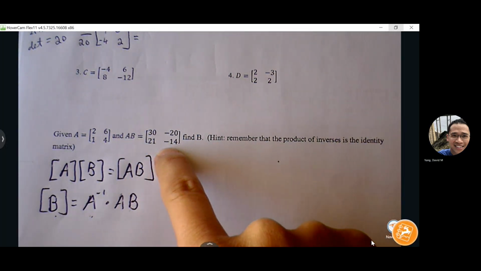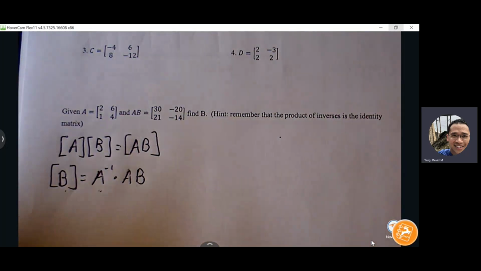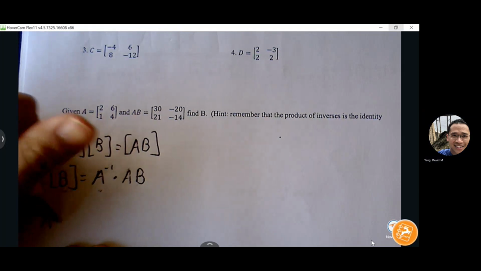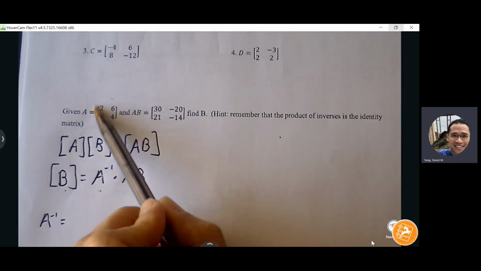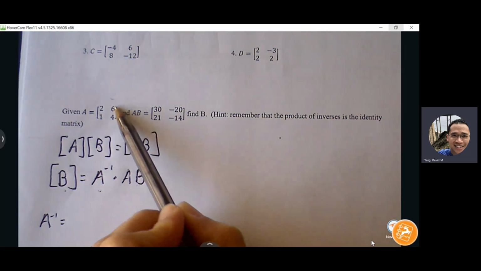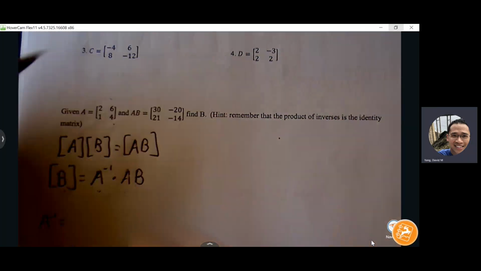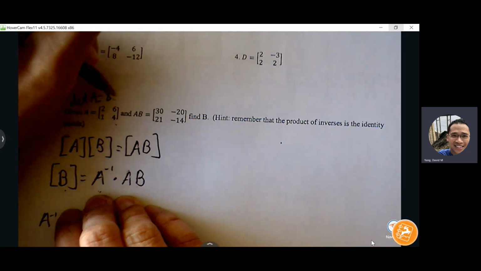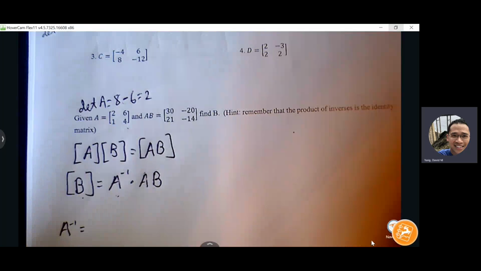Okay. So let's find the inverse of matrix A. So we're going to step to the side and figure out how to find it. If I want to find the inverse of matrix A, I first have to find the what? Determinant. Good, determinant. So AD minus BC. What's the determinant of matrix A? 2. 2, good. 2 times 4 is 8, 1 times 6 is 6. 2.